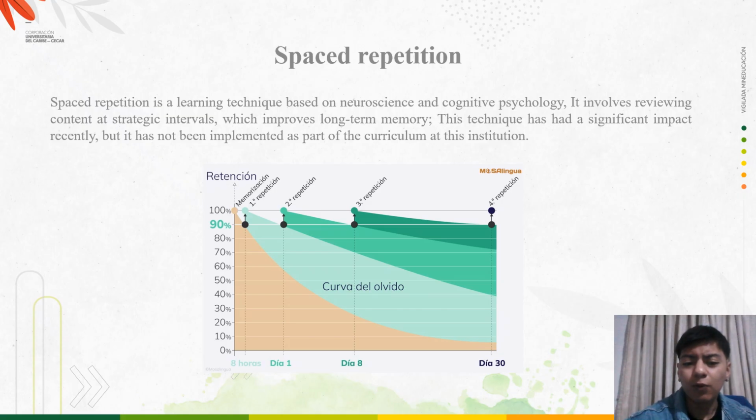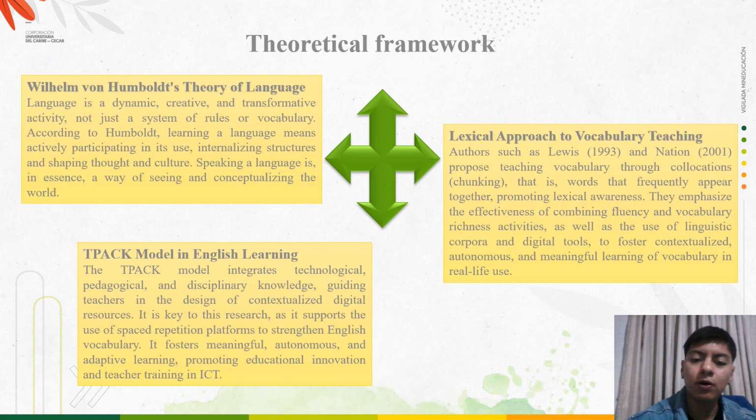The most important question: what is spaced repetition? Spaced repetition is a technique based on how human memory works. Vocabulary is reviewed at strategic intervals so the brain can consolidate it into long-term memory. It's proven to be 95% effective when applied correctly. Theoretical framework. Wilhelm von Humboldt's theory, the lexical approach, and the TPACK model, which combines technology, pedagogy, and content to design effective digital learning tools. These three approaches complement and strengthen the project by connecting vocabulary learning with real-world use and technology.